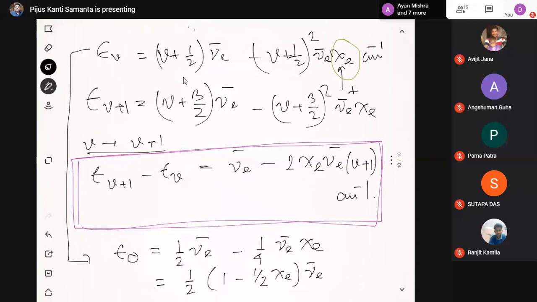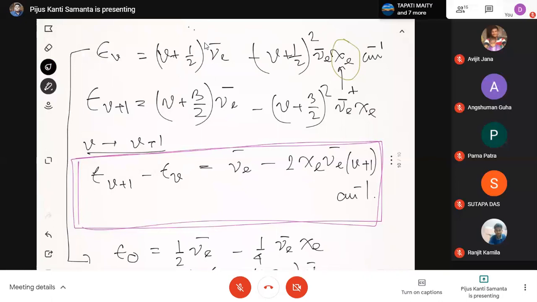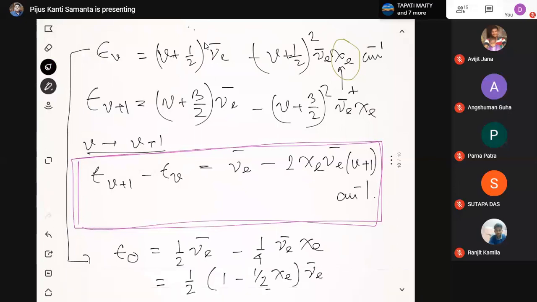And you see, if this was a real one dimensional simple harmonic oscillator, in that case obviously this anharmonic term will be absent. Then this is half mu e bar, which exactly matches.